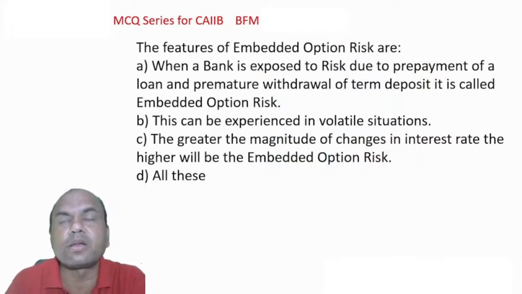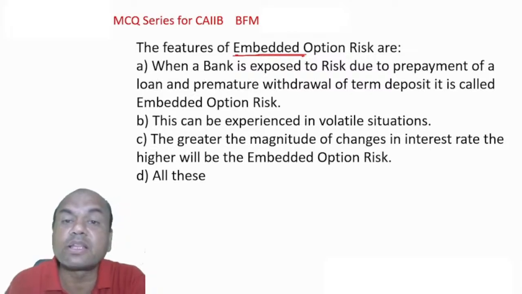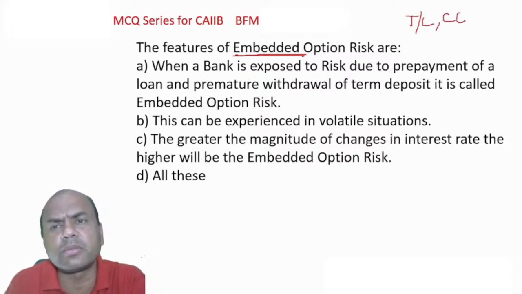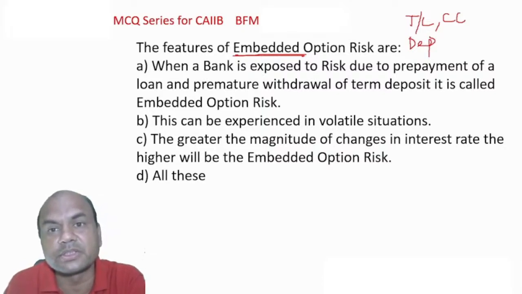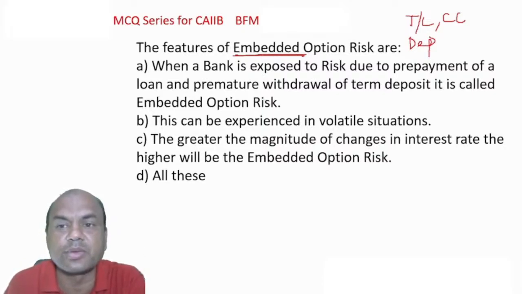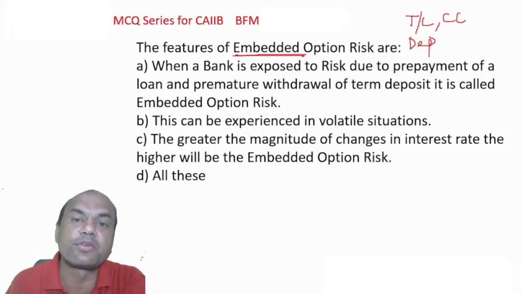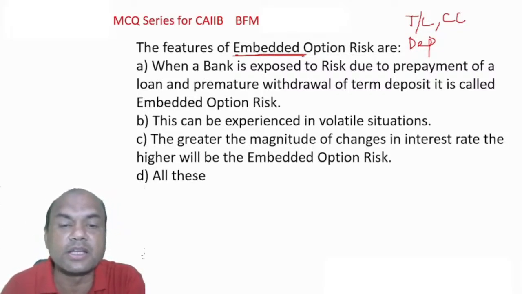The features of embedded option risk are, embedded option means what? What is embedded option risk? It means anyone can repay my loan. Suppose I have given a loan to somebody, term loan or CC, and the customer comes tomorrow with all the money and says, okay, bye bye, take your loan back. Or a deposit: the customer comes tomorrow with the deposit receipt and tells me, take this receipt, give me my money. So this is embedded option risk, where the customer can withdraw their deposit funds anytime or repay their loans anytime.